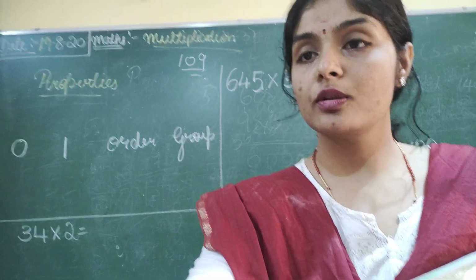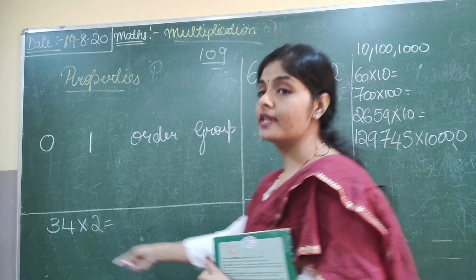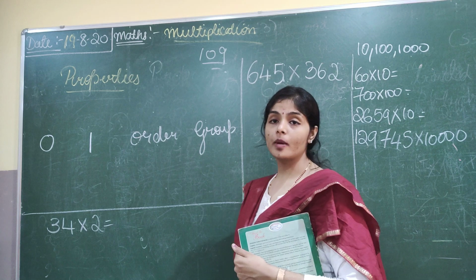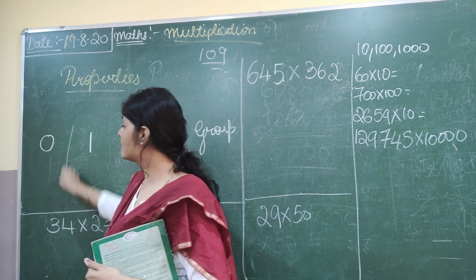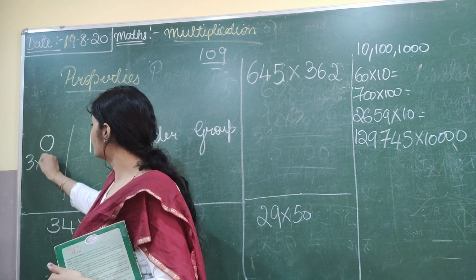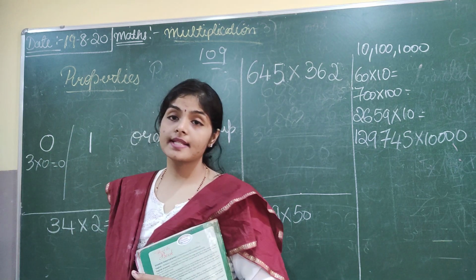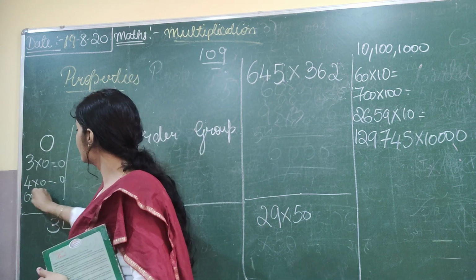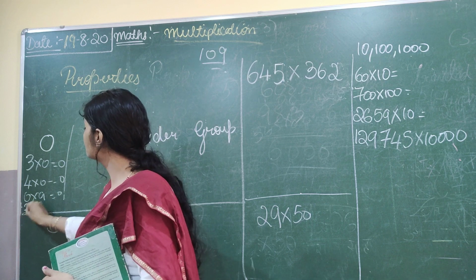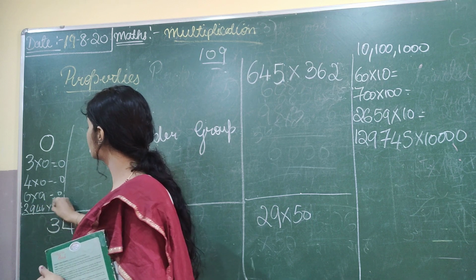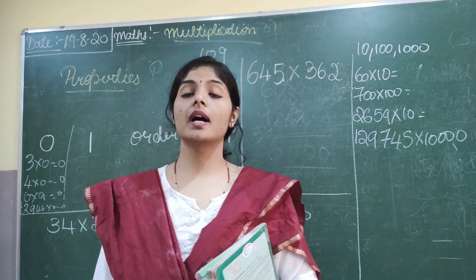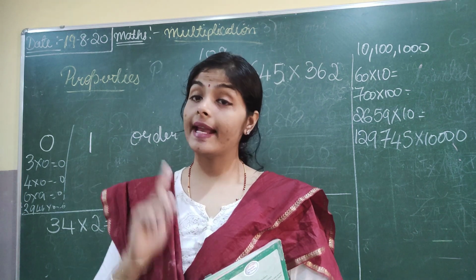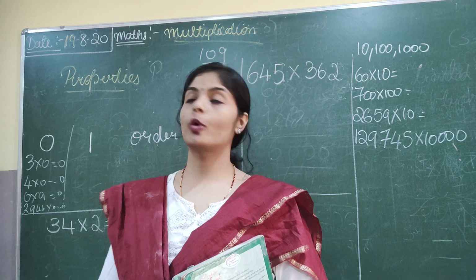Children, in properties, can you see? You have 0, 1, order, group. If you have 0, how will you do your multiplication? Just think. Any number multiplied with 0, you get 0. 3 zeros are 0. 4 zeros are 0. 0 nines are 0. Or even 2946 into 0 is equal to 0. Any number multiplied with 0 is 0. Understood? Don't forget this. Any number multiplied with 0 is 0.